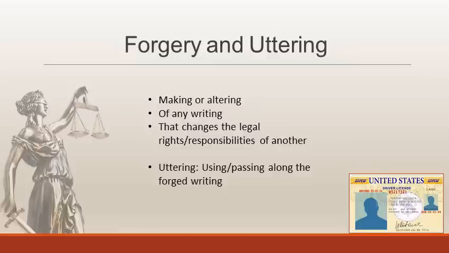But the common law crime of uttering is when you're actually using or passing along those forged documents. So this is what that would look like. First, you take a driver's license or a passport and you alter it to make it appear that you're the age of 21. You go to a bar and you take the ID and hand it to the bouncer. And then the bouncer looks at it and then lets you in. Well, the forgery was making the driver's license, and the uttering is handing it to the bouncer.